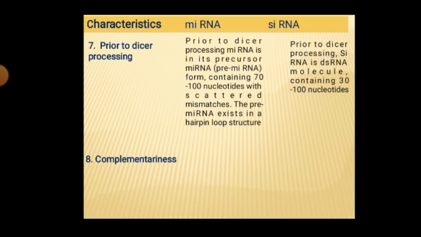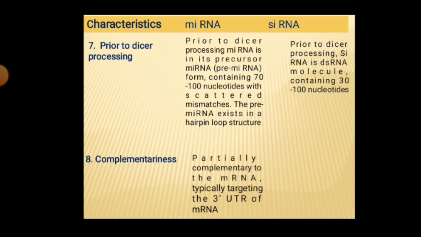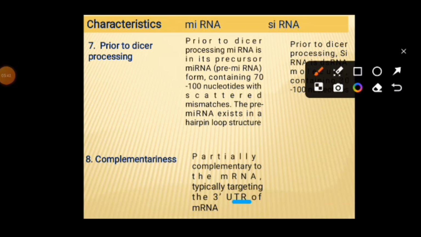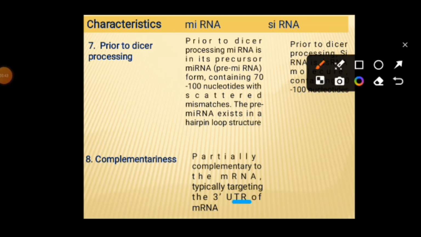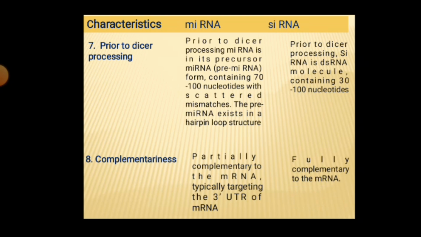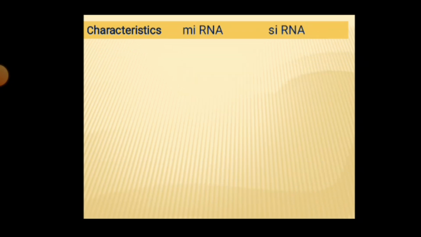Next is the complementariness. miRNA is partially complementary to the mRNA, typically targeting the 3' untranslated region of the mRNA. UTR means untranslated region. So this is the unique feature of miRNA, that is, it targets the 3' UTR region of mRNA. Whereas the siRNA is fully complementary to the mRNA.